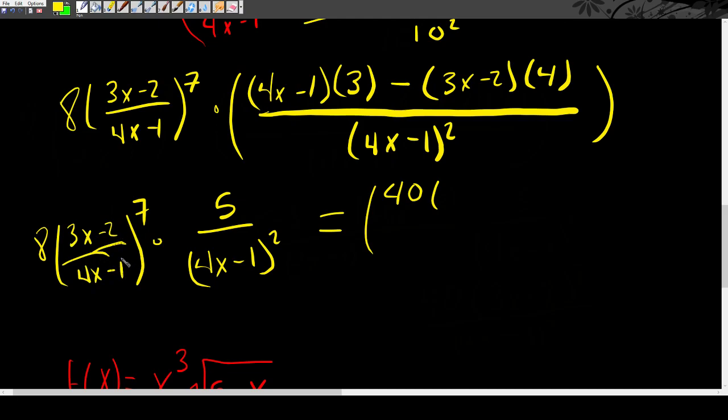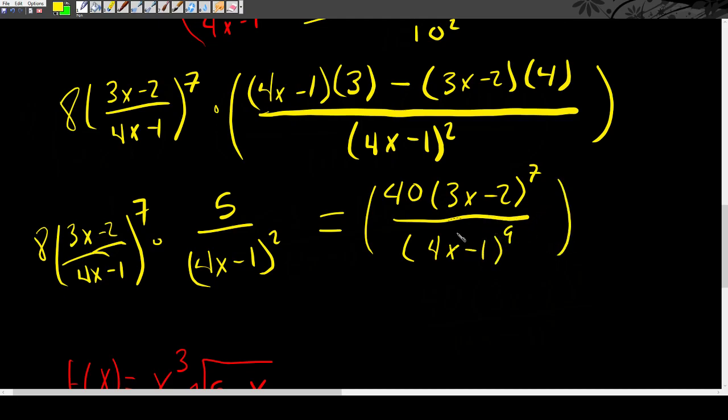That's just an exponent rule. And then we can just multiply together these, so we just keep 3x minus 2 to the 7th on top. But since we have 2 and we're multiplying it by 4x minus 1 to the 7th, it's going to add and make 4x minus 1 to the ninth.